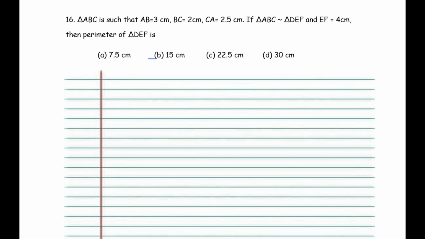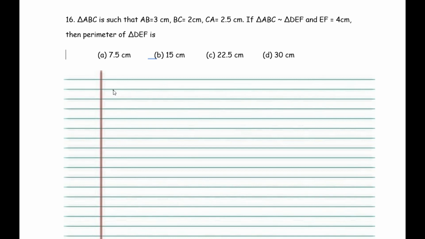Moving to question number 16. Triangle ABC is such that AB equals 3 centimeter, BC equals 2 centimeter and CA equals 2.5 centimeter. If triangle ABC and triangle DEF are similar and EF equals 4 centimeter, then the perimeter of triangle DEF is. Students, if two triangles are similar, then the corresponding sides will be in proportion, and also the sum of the sides of first triangle divided by sum of the sides of second triangle will be in the same proportion.